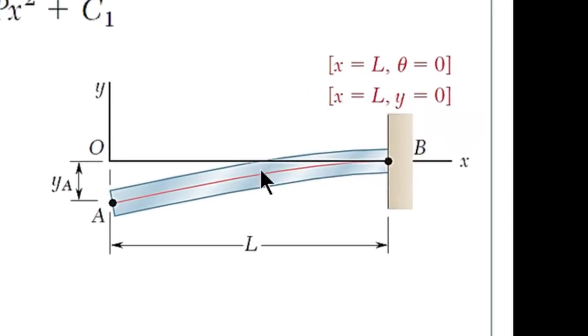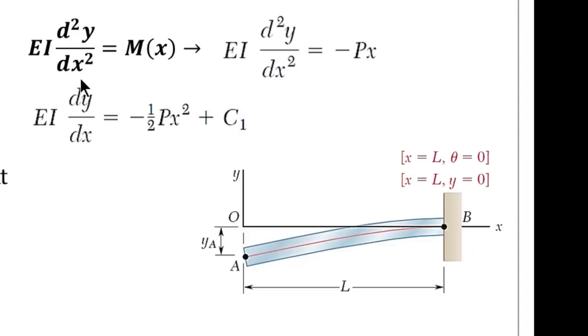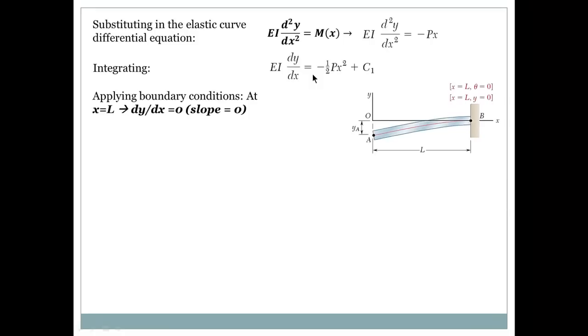What is my boundary condition? Looking at this beam at point B or at distance L, I have two boundary conditions. I have a boundary condition for theta and I have a boundary condition for y. But be careful. This equation right here is the equation that can help me get the slope. So I'm going to use the slope boundary condition. So at x equals L, theta equals 0. I'm going to use this.